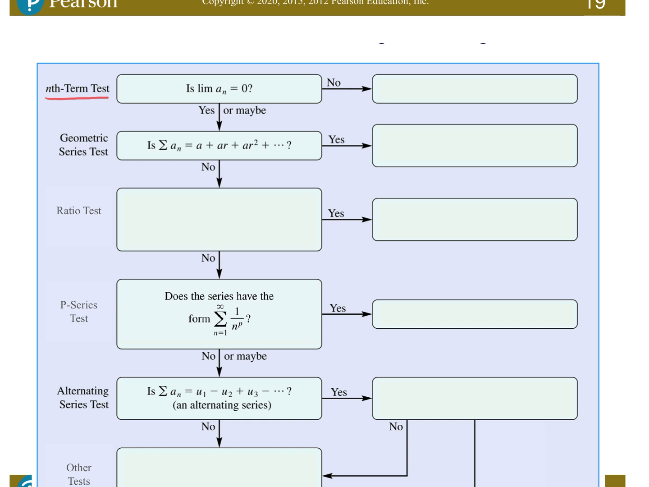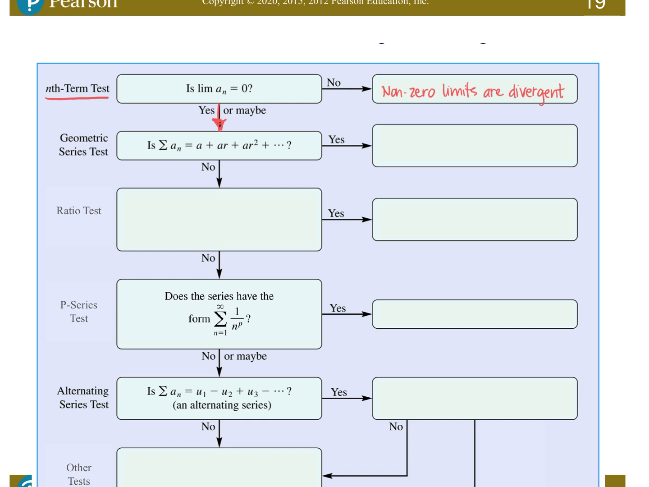So if we don't get 0, so non-zero limits are divergent. That is the only conclusion that we can reach after doing the nth term test. Anything else is inconclusive, so if we do get 0, or we might get 0, then we have to proceed to the next option.